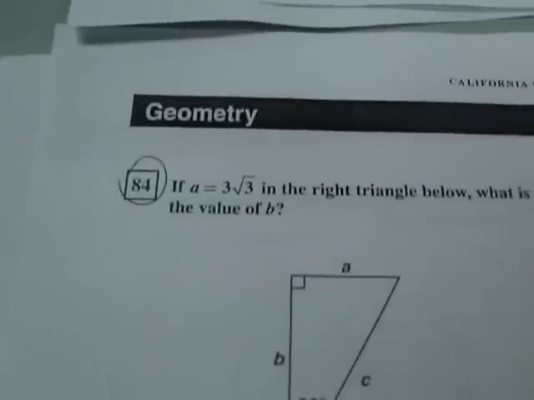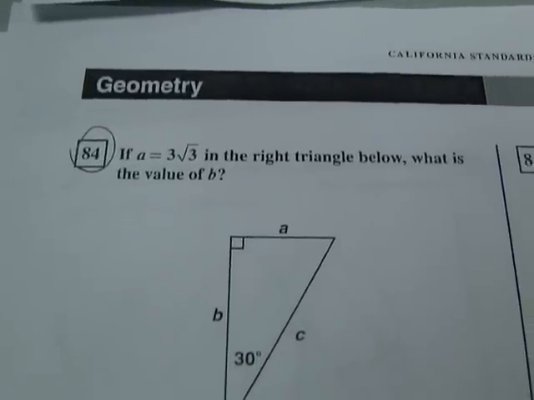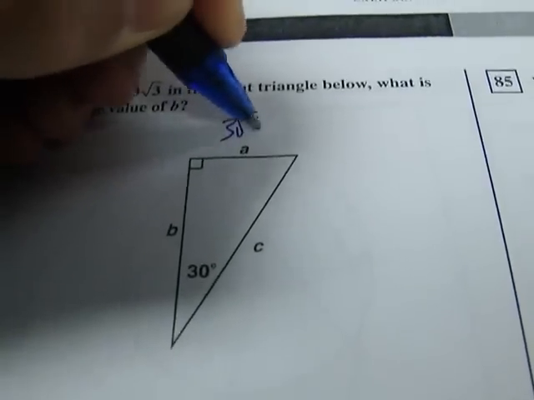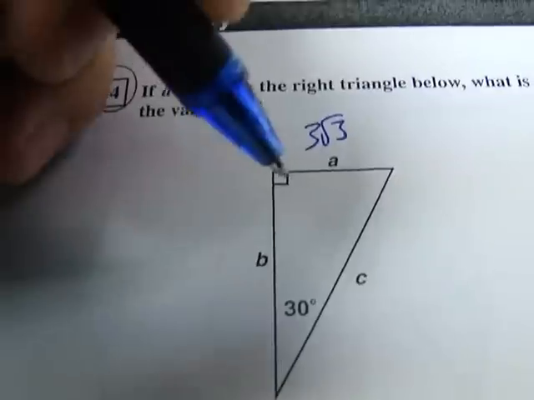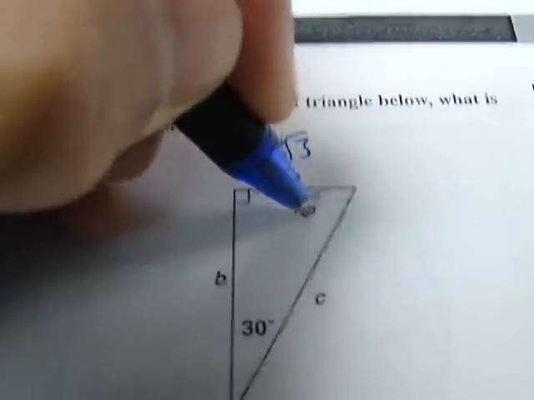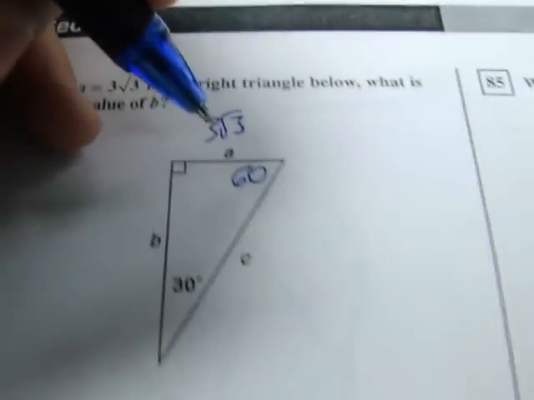Just 3 problems. Okay, so we'll start with number 84. 84 says, if A equals 3 square root of 3 in the right triangle below, what is the value of B? Okay, so 3 square root of 3, and we want to know this. Alright, so this angle is 30, and this is 90, so by triangle sum theorem, we know that this is 60.